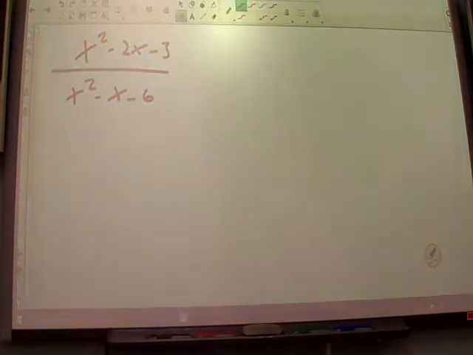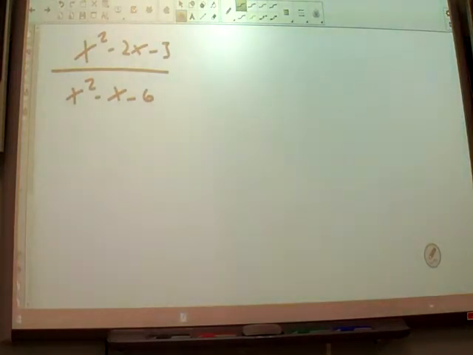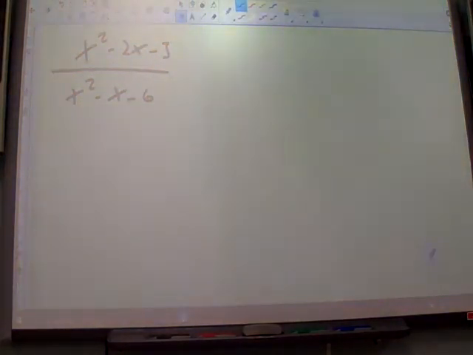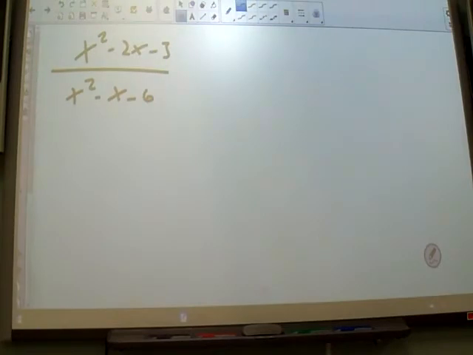Okay, working, factoring. On the top, what multiplies to make -3 but adds to make -2? On the bottom, what multiplies to make -6 but adds to make -1?